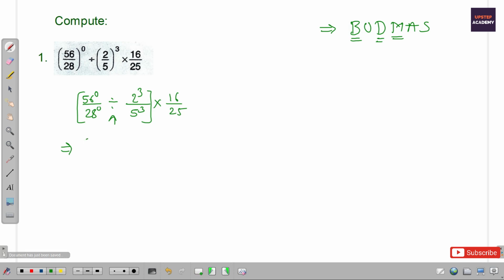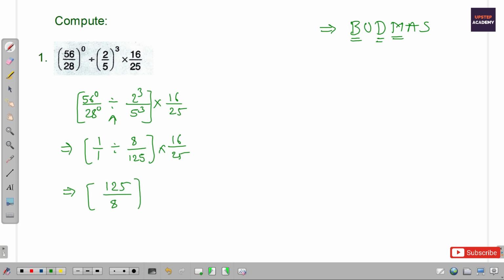The next step would be, what will this be? 1 upon 1, because anything raised to 0 is 1. So 56 raised to 0 is 1, 28 raised to 0 is 1, and this is divided by 2 raised to 3, which is 8, and 5 raised to 3 is 125, into 16 upon 25, right? So in the next step we can write this 25 will come at the numerator, 125 divided by 8, this 8 will go to the denominator, and this 16 upon 25 as it is.